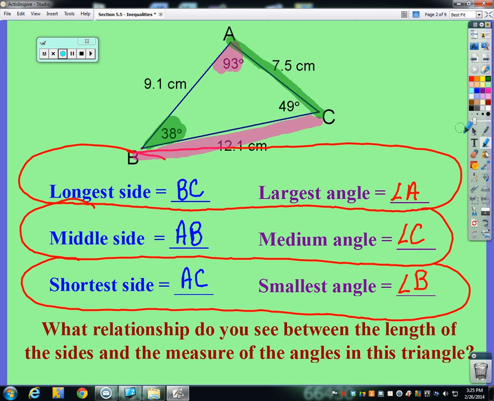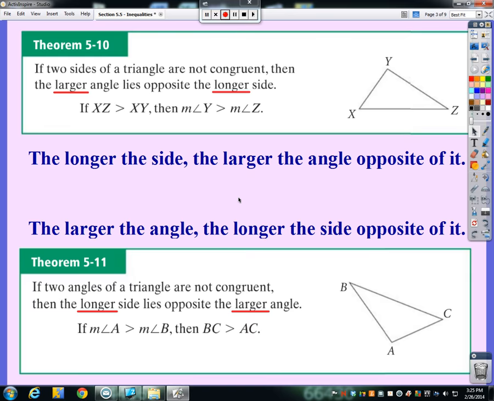Okay? So the relationship that I want you to notice is that the longer the side, the larger the angle opposite of it. And the smaller the side, the smaller the angle opposite of it. And that leads us to Theorems 5.10 and 5.11, which can be read either way. One is basically the converse of the other.